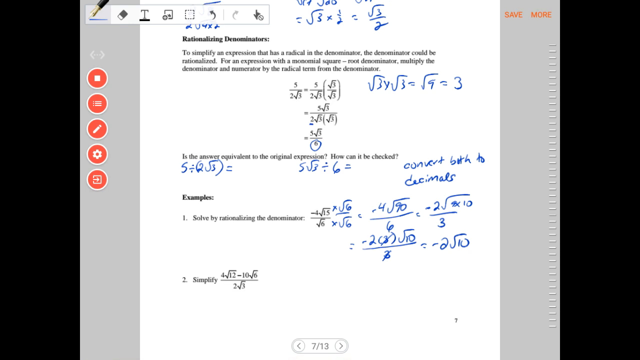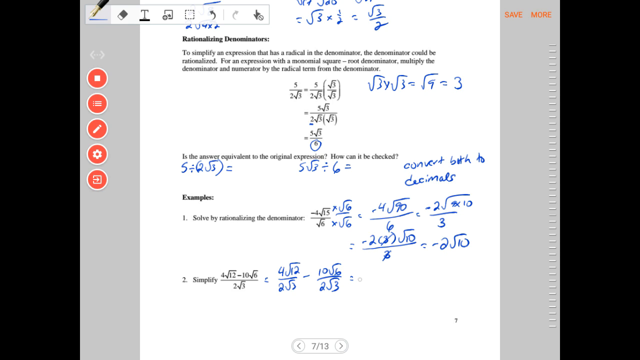Okay, number 2. Again, I have a monomial denominator with a radical, so I'm going to rationalize, or I can do it this way, because 12 is divisible by 3 and so is 6. So we're going to separate: 4 root 12 over 2 root 3 minus 10 root 6 over 2 root 3. And again, because they are both being divided by 2 root 3, I can separate them in this manner. Now I can divide.